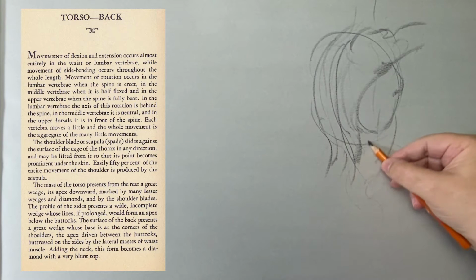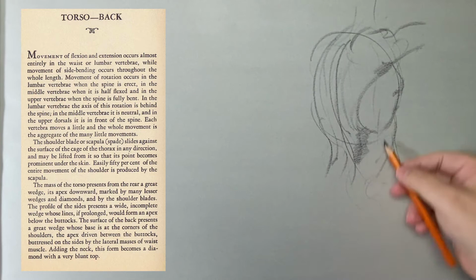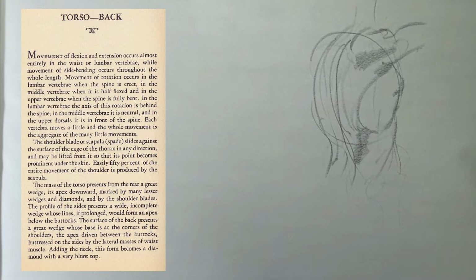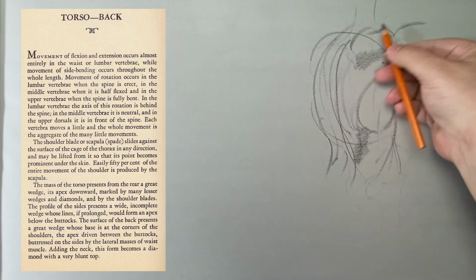Each vertebrae moves a little, and the whole movement is the aggregate of the many little movements. The shoulder blade, or scapula, spade, slides against the surface of the cage of the thorax in any direction, and may be lifted from it so that its point becomes prominent under the skin. Easily 50% of the entire movement of the shoulder is produced by the scapula.